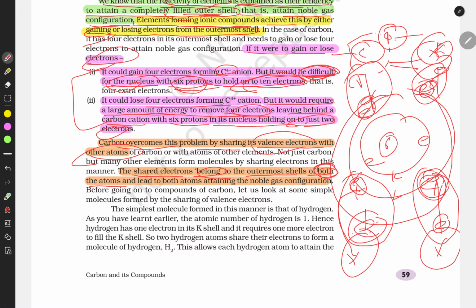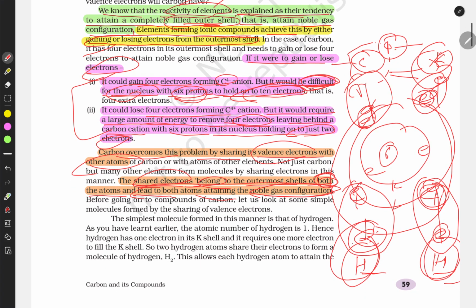So this is by sharing of electrons, and the shared electrons lead to both atoms attaining the noble configuration. It also gets a noble configuration based on its valency. Suppose it has a valency of only 2. Suppose this is a hydrogen atom. This is what the hydrogen atom does, attaining the noble configuration. So how is carbon attaching with other molecules? By sharing the bonds, sharing the electrons between both.